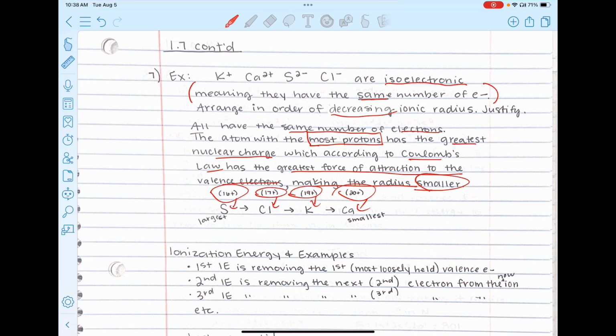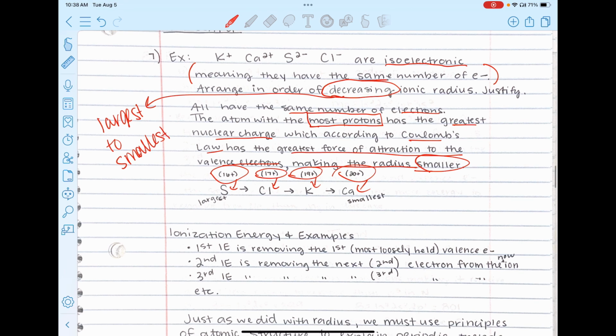Now this asks for decreasing, right, which means largest to smallest. So we really have to watch those terms, right? Largest to smallest, before you are asked to go in order of increasing. You really have to think about those, okay? All right, so the largest ionic radius, smallest ionic radius.